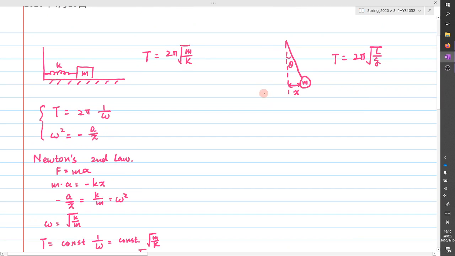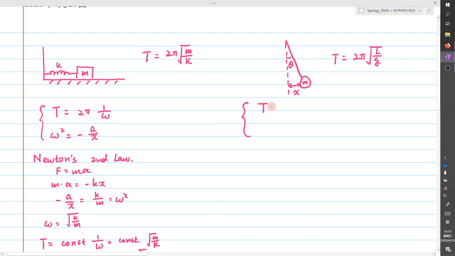I'm going to do another example using the angular system. So everything here is linear. We're having x, a, and v. In here, we're going to be dealing with theta, omega, and alpha.